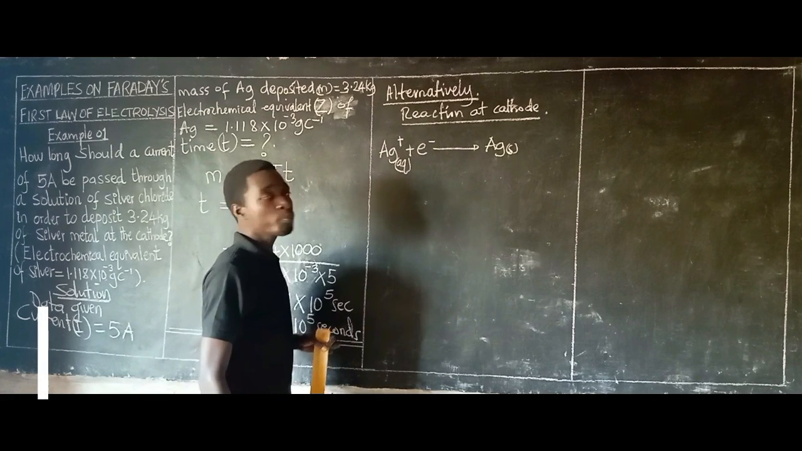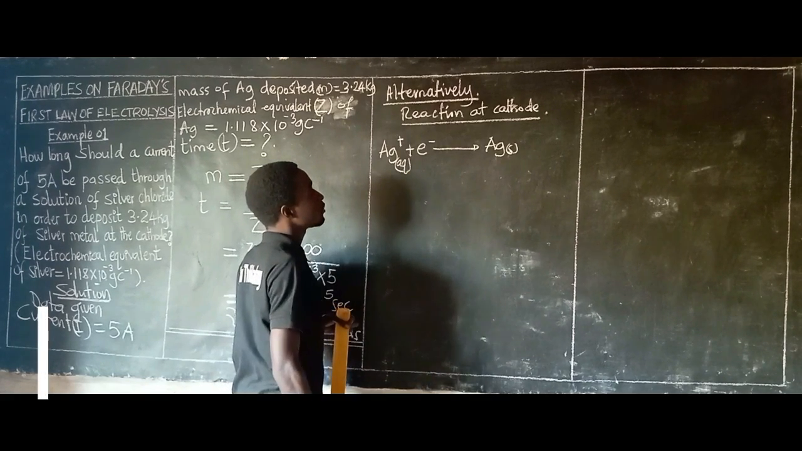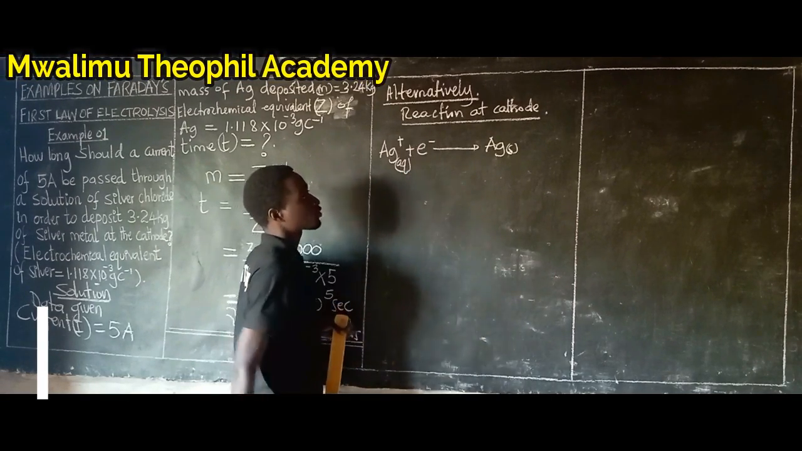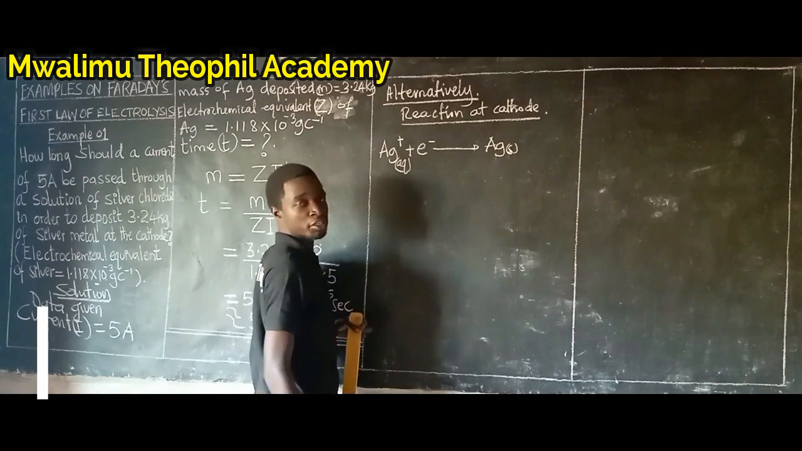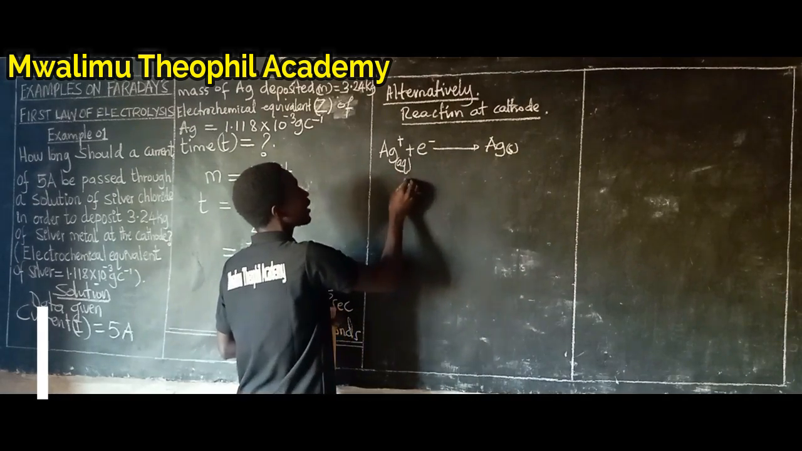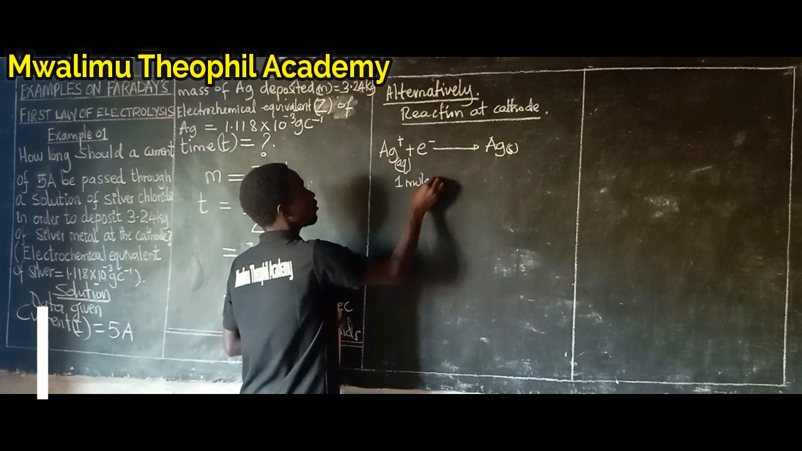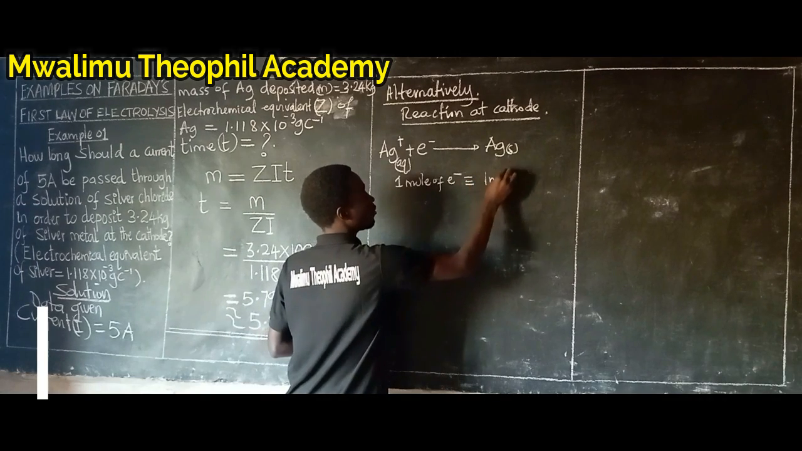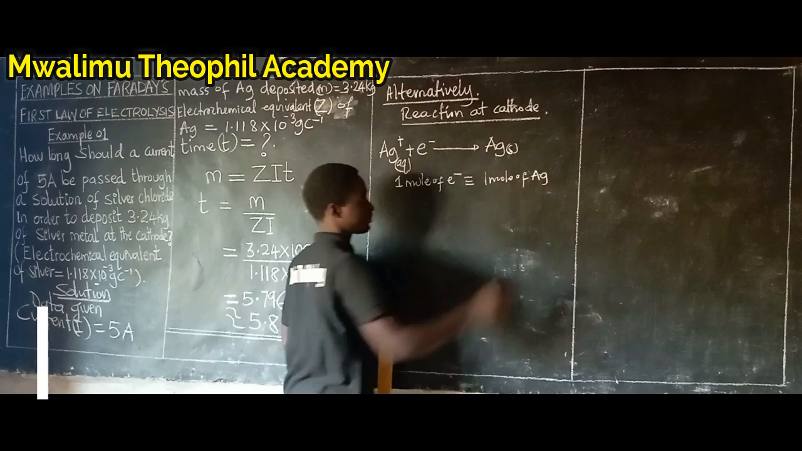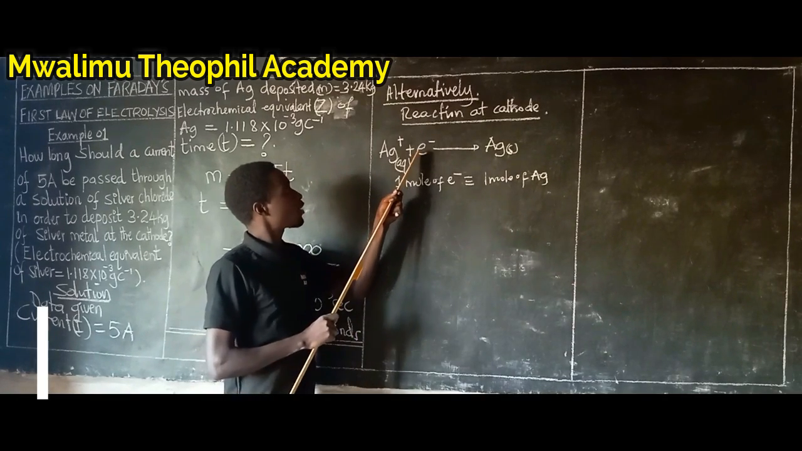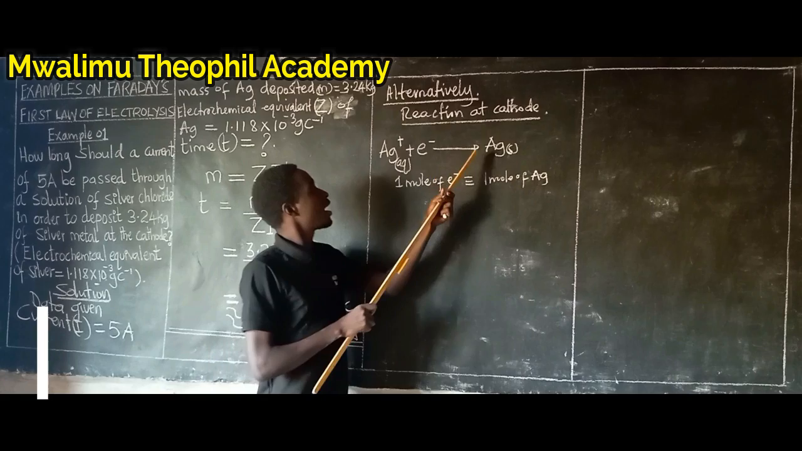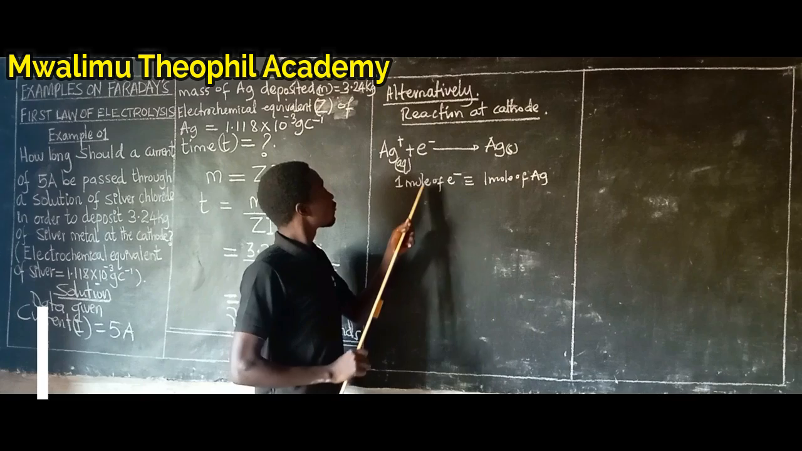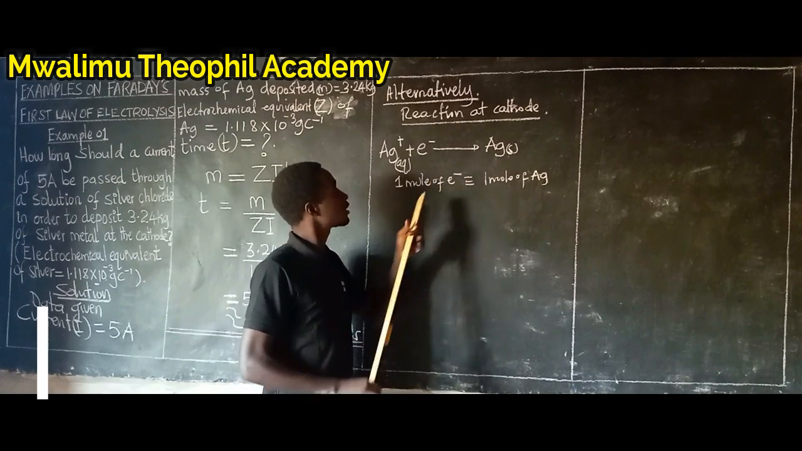Now, from this balanced chemical equation, we can use the mole concept to get the relation between the used moles of electrons and the deposited amount of silver. From this equation, 1 mole of electrons is equivalent to 1 mole of silver metal. As you can see, when 1 mole of electrons is used, 1 mole of silver solid is deposited.